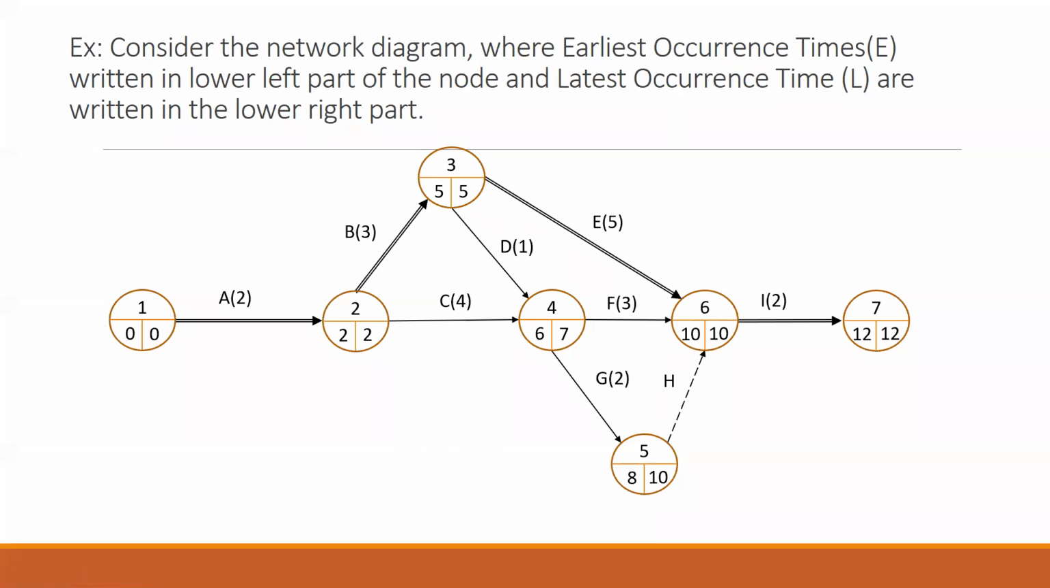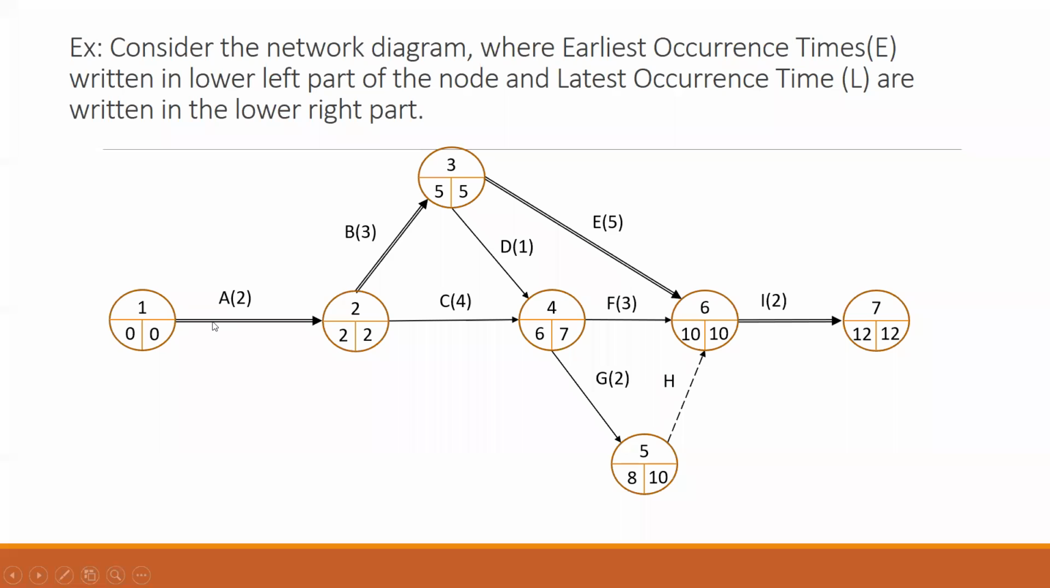Next one, here we have 2-2. But here we have 6-7. So this activity C is not critical. Whereas in this case, we have 2-2 here and we have 5-5, same values. So here, this is your critical activity, and finally, this one.